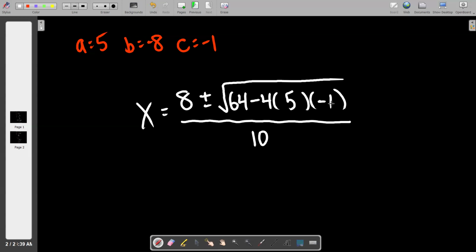So at the back end, I got a 4 times a 5 times a 1. What's 4 times 5 times 1? 20. So really what it says inside the square root is 64 plus 20. Keep it simple, stupid, right? Don't get all hung up on negatives. It either switches to plus or it doesn't. Just look at the numbers. What's 64 plus 20?